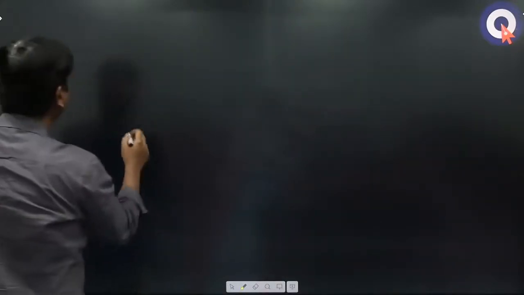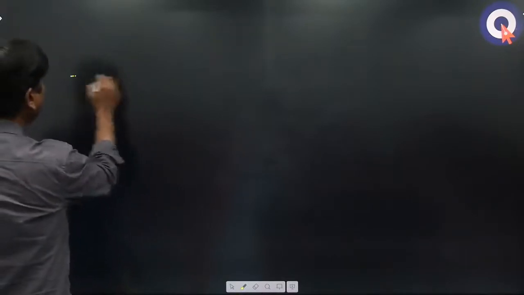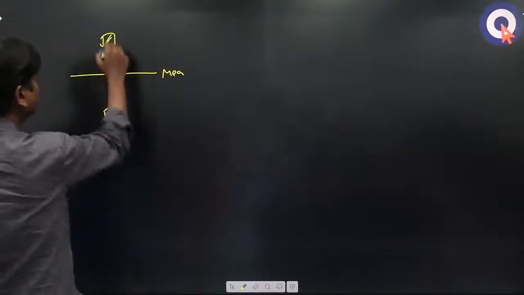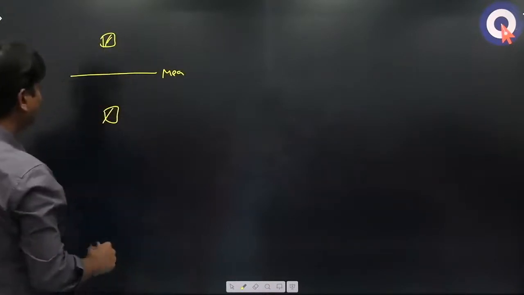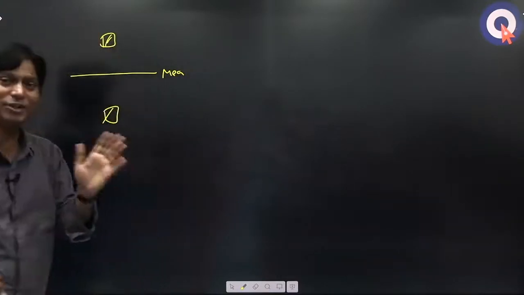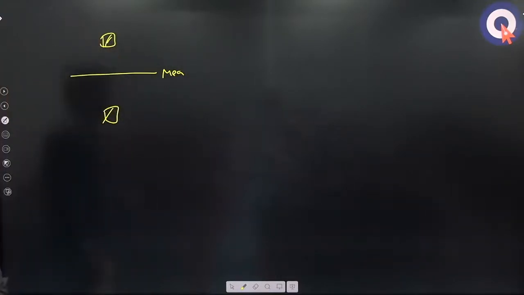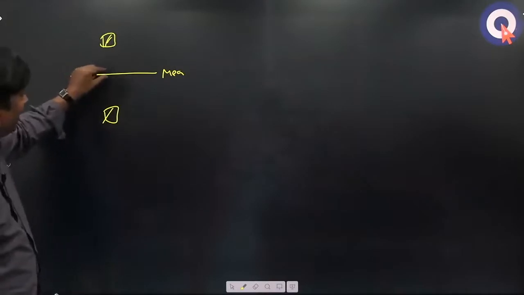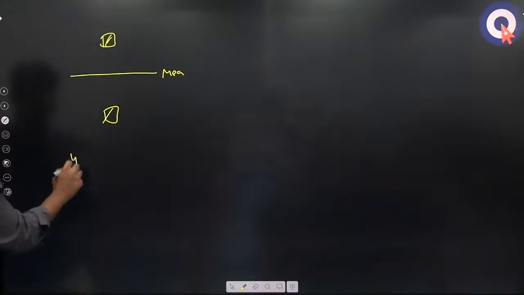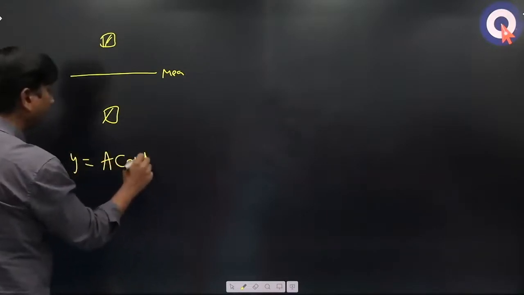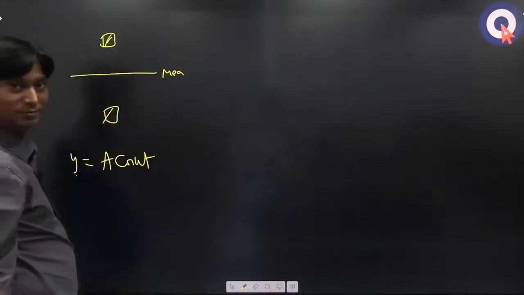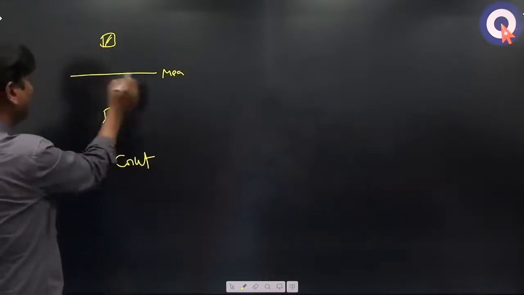Suppose this is the mean position, this is the extreme position, and it is oscillating like this. Generally our equation, because it is oscillating in this plane, let us use y is equal to a sin omega t, which means it is at the mean position and going towards the right. But if it is at the extreme position, then you have to use y is equal to a cos omega t, where y is nothing but the displacement of the particle from the mean position. This is y from the mean position.